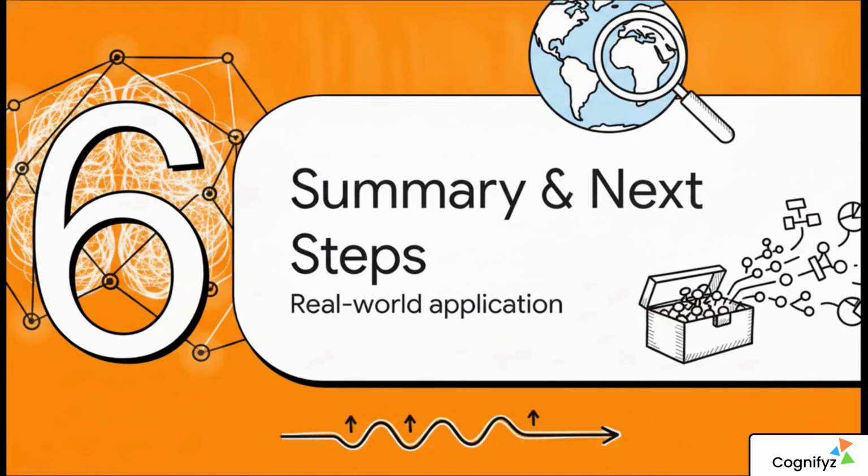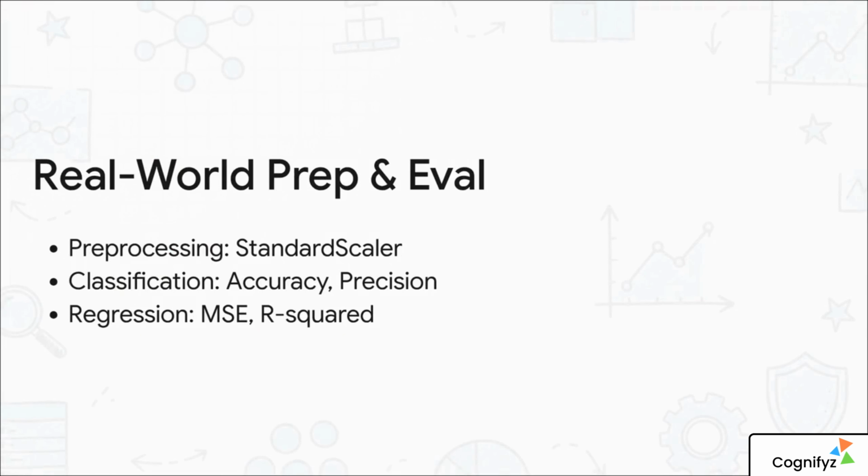Finally, Section 6, Summary and Next Steps. Let's look at the broader picture. Real-world data is rarely as neat as our 1 to 5 bedrooms example. It's usually super messy and requires preprocessing. Tools like StandardScaler help normalize your data so massive numbers don't drown out the small ones.